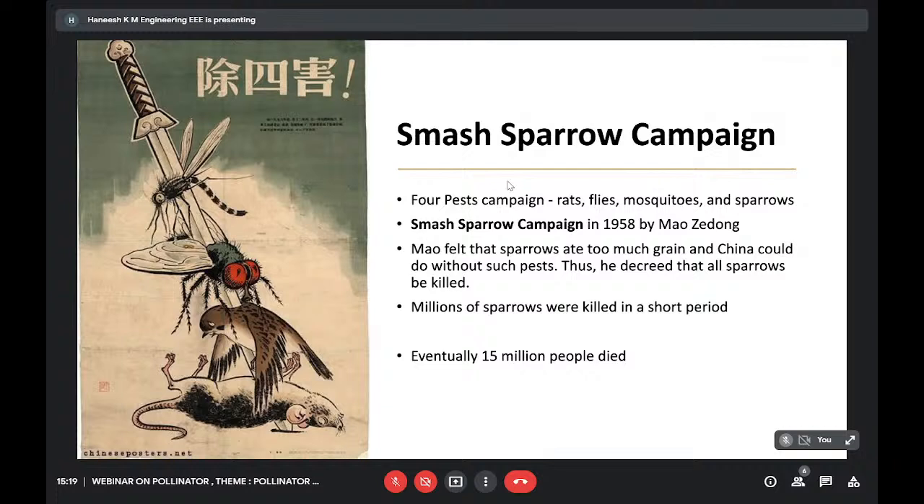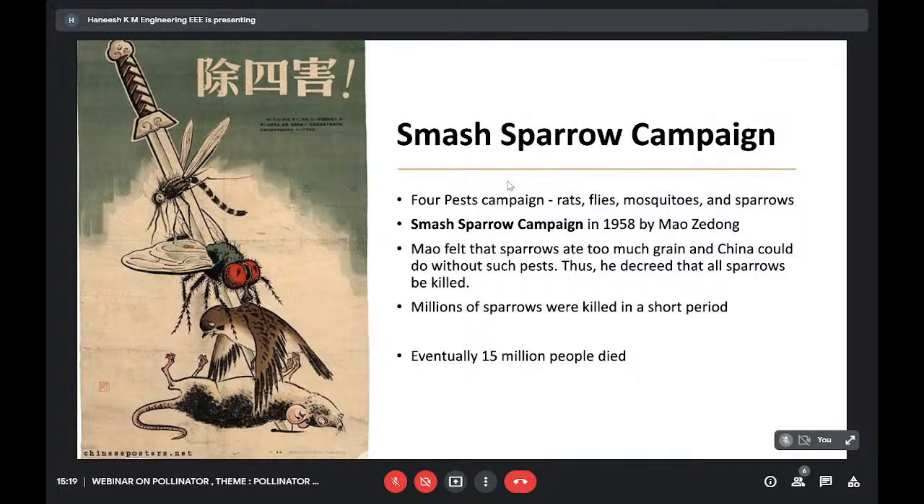And also a lot of sparrows. There was a good number of sparrows, and the sparrows are eating their food grains. They felt that all these four elements are pests and you need to control them. If you can finish all these four major pests, then they will have better quantity of food, and it will be easier for them to develop.